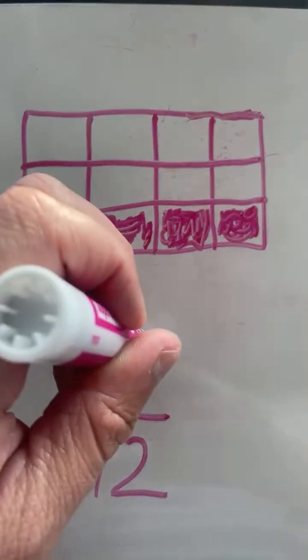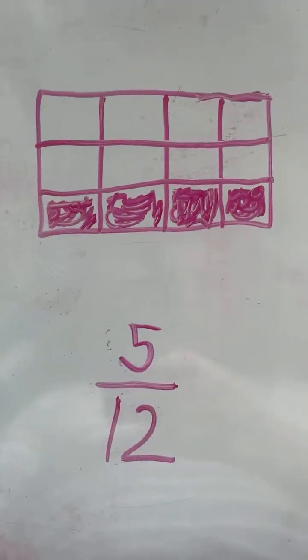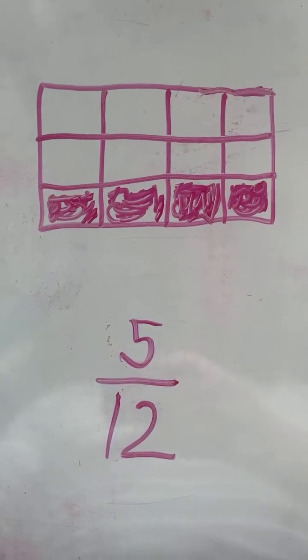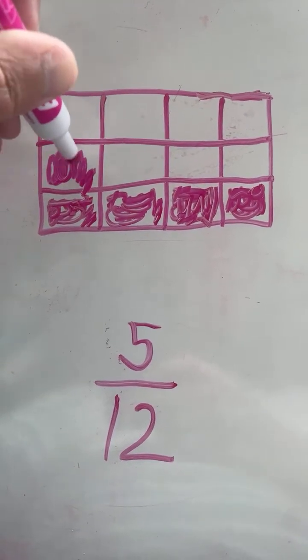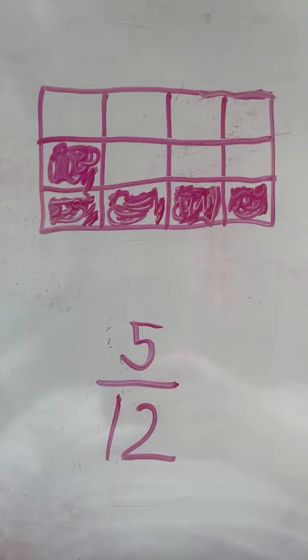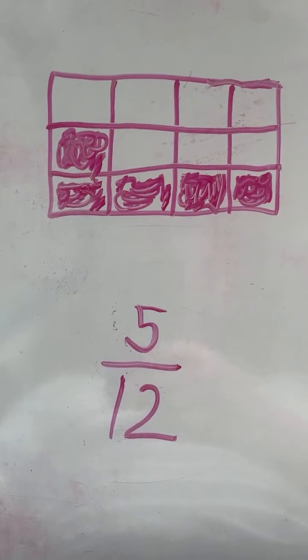Now let's say I wanted to represent 5/12. If I wanted to represent 5/12, very simple. I have 12 total parts already. I already have 4 parts shaded. I just simply shade 1 more part. And now I have a fraction model representing 5/12.